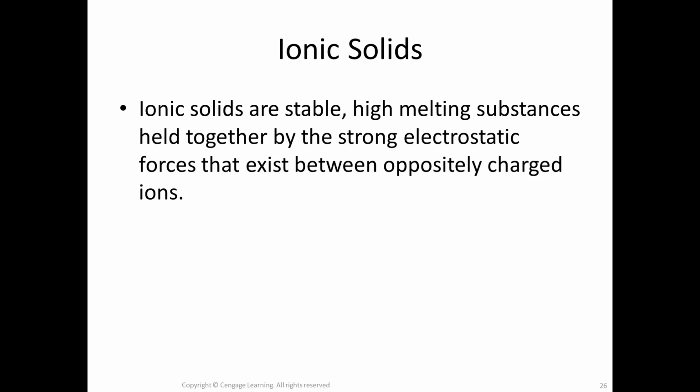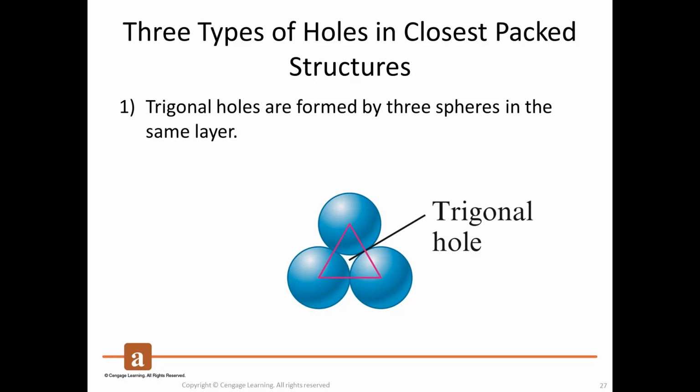Well, we've examined atomic solids. Now let's look at ionic solids. Again, ionic solids have ions at their lattice points. Ionic solids are stable, high-melting substances held together by very strong electrostatic forces that exist between oppositely charged ions, sometimes referred to as Coulombic interactions.